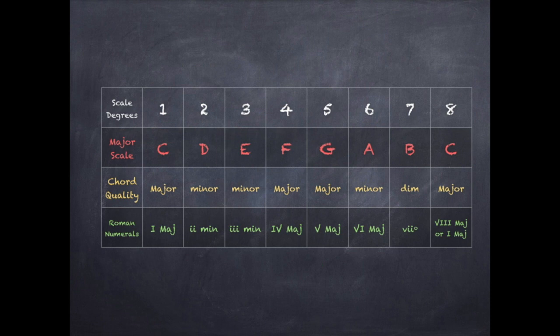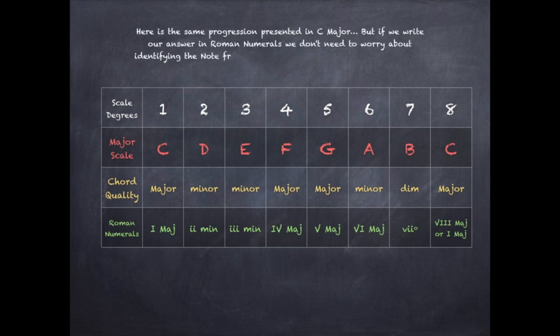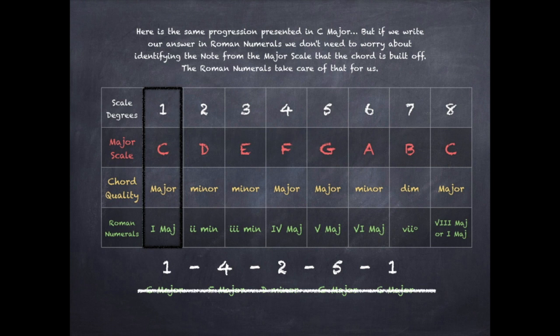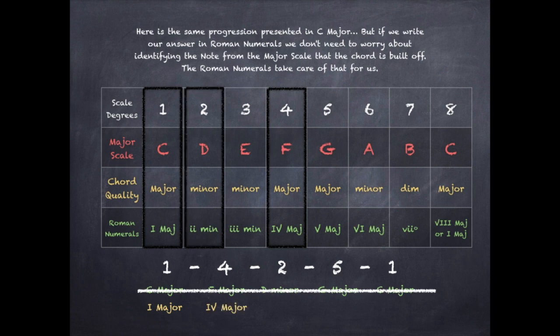Here is the same progression presented in C major, but if we write our answer in Roman numerals, we don't need to worry about identifying the note from the major scale that the chord is built off. The Roman numerals take care of that for us. So instead of writing the chord names as you see here, we can cross them out and replace them with I major, IV major, ii minor, V major, and I major. This is what the progression sounds like in the key of C.